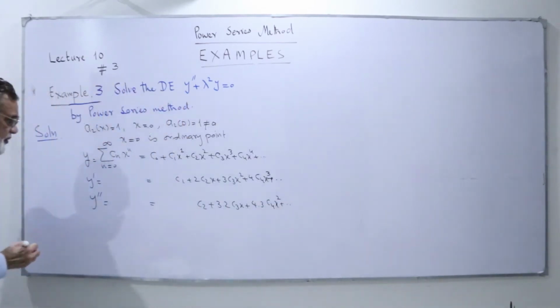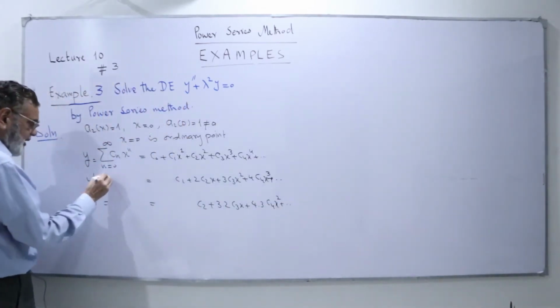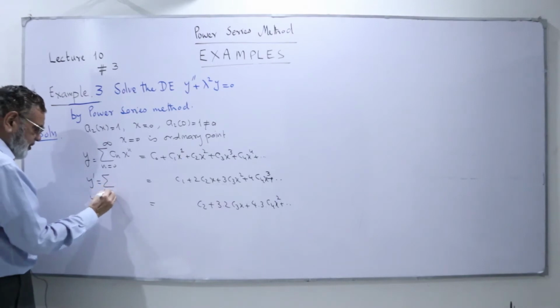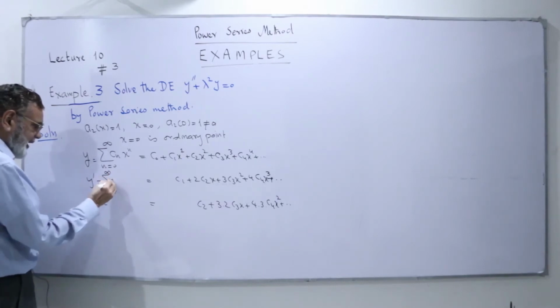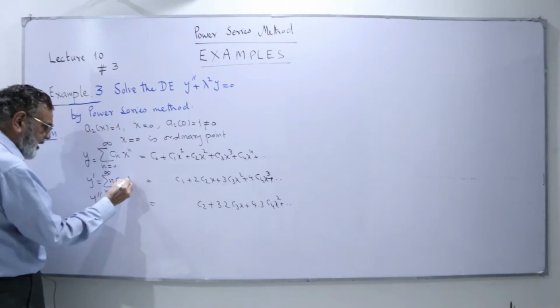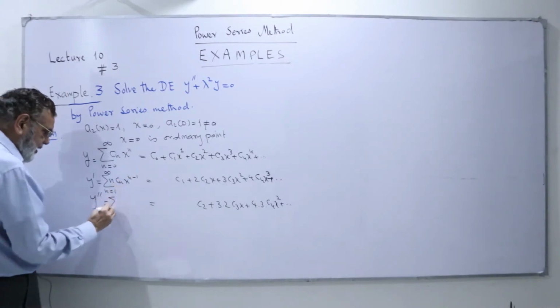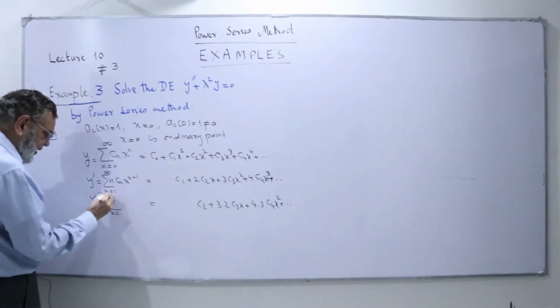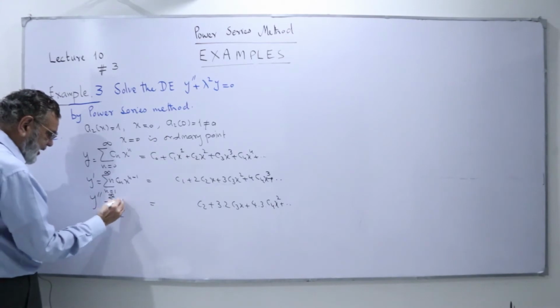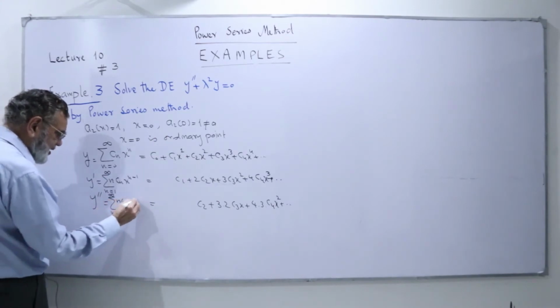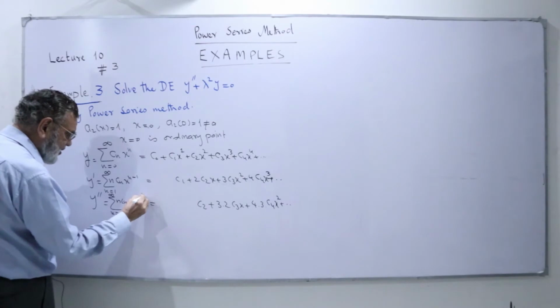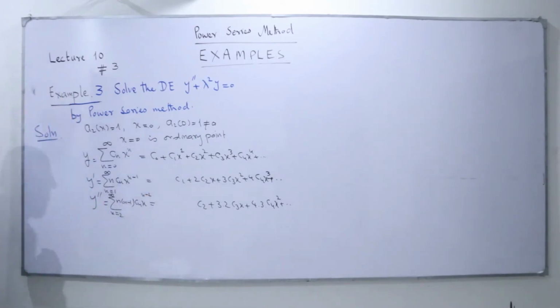We want to write the summation form. Summation form will be from 1. So sigma n is from 1 to infinity n Cn x to power n minus 1, and here sigma n is from 2 to infinity n into n minus 1 Cn x to power n minus 2. So this is the idea we have applied. We just did it in the beginning, we do it again.